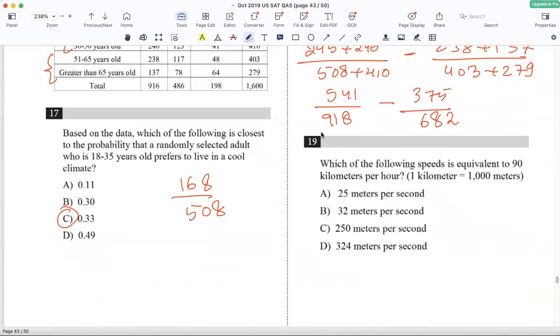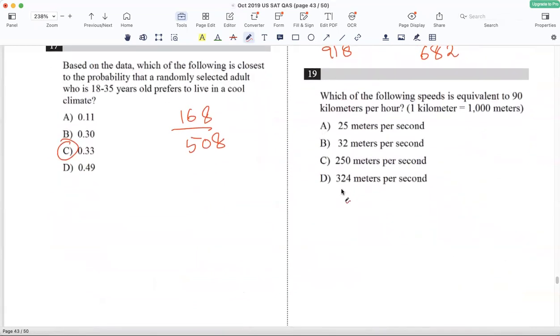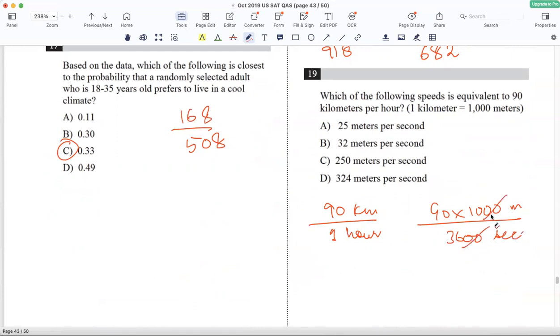Which of the following speeds is equivalent to 90 kilometers per hour? So 90 kilometers per hour in meters per second would be 90 into 1000 meters by 3600 seconds. So these two cancel, 9 into 4. So 100 by 4, 25 meters per second.